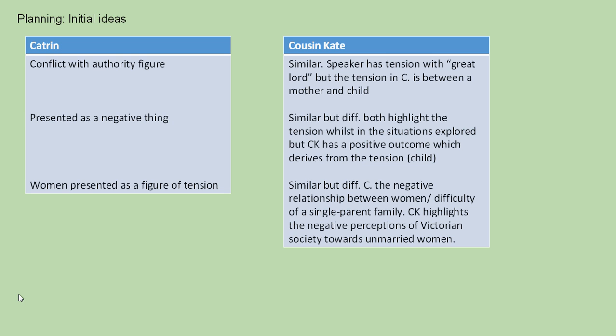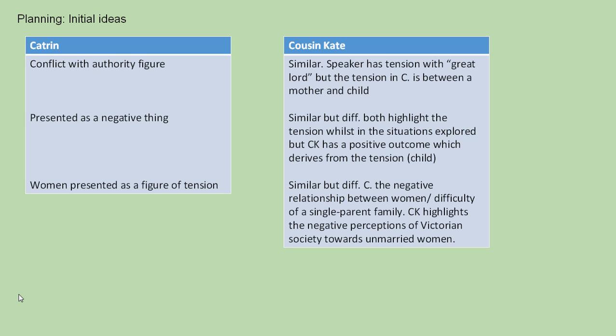Presented as a negative thing, similar but different. Both highlight the tension within the situations explored, but Cousin Kate has a positive outcome which derives from the tension, so a child. Again, this should all just be in note form. You're not writing this in full sentences because you want to try and do this within 10-15 minutes. Finally, women presented as figures of tension, similar but different. Catherine, a negative relationship between women, difficulty of a single parent family. Cousin Kate highlights the negative perception of Victorian society towards unmarried women.